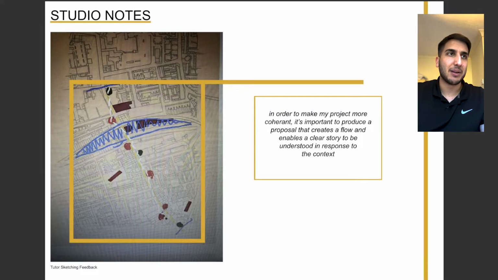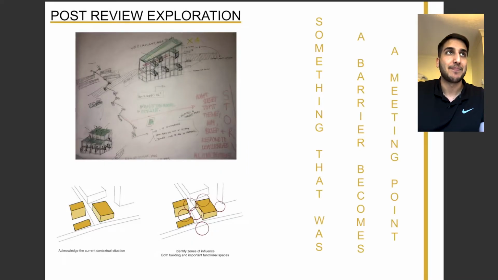Studio notes. I think this was a really important note from my tutor, the sketch that he did, because my final year was actually during COVID and the lockdown, and we were at home, couldn't go to university, everything was online. It was really hard. But my tutor sketched feedback on working with the rail line in that area of Peckham. It says, in order to make my project more coherent, it's important to produce a proposal that creates a flow and enables a clear story to be understood in response to the context.